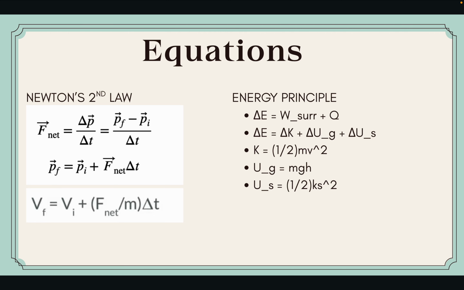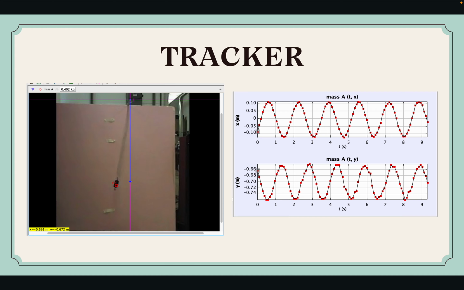We have net force, position update formula, and velocity update formula, and then the energy principle where we have delta E equals work done by surroundings plus heat, and then delta E equals delta K plus delta U gravitational plus U spring, which are potential energies. And then I have the actual formulas listed for those things. These equations describe how energy shifts between different forms as the spring moves.